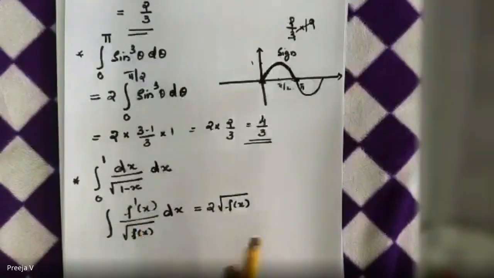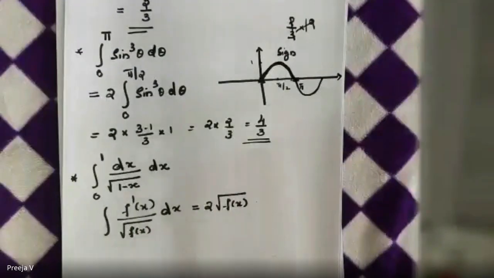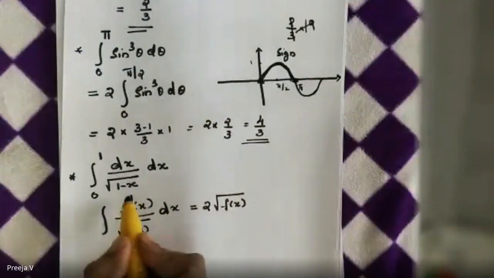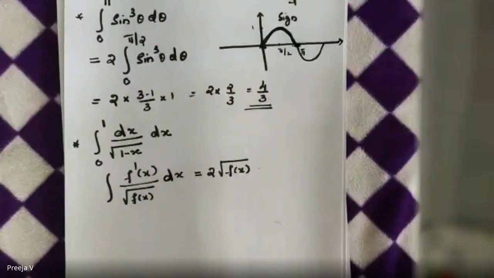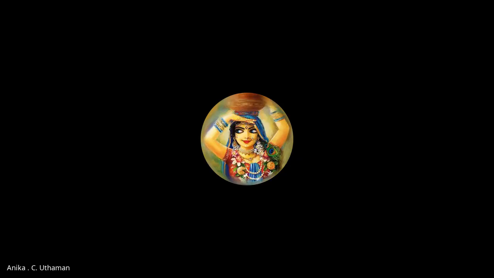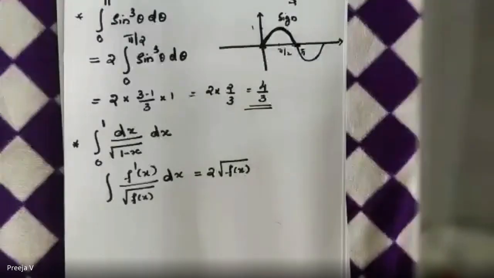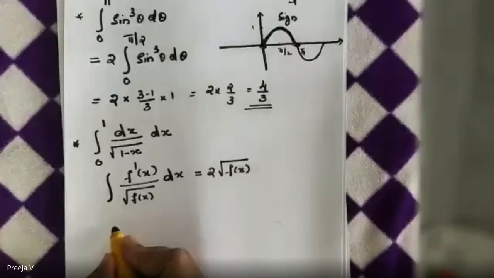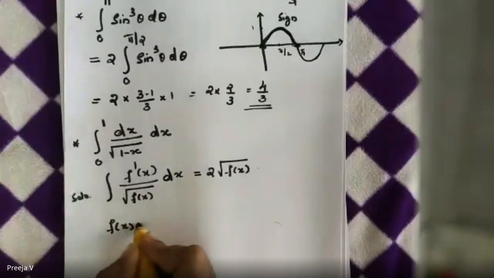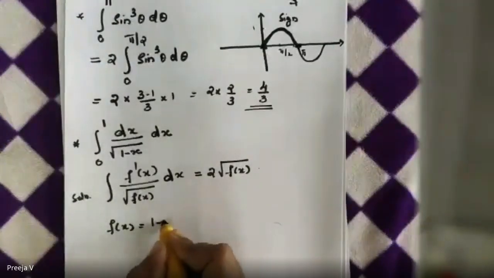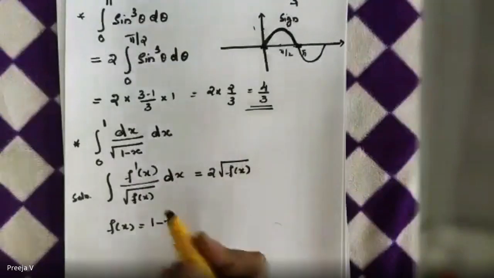If the derivative of the function inside the root comes in the numerator, what formula can we apply? 2 into root f of x. Okay, what is f of x here? 1 minus x. Yes, here f of x is equal to 1 minus x. Okay, so what is f dash x?